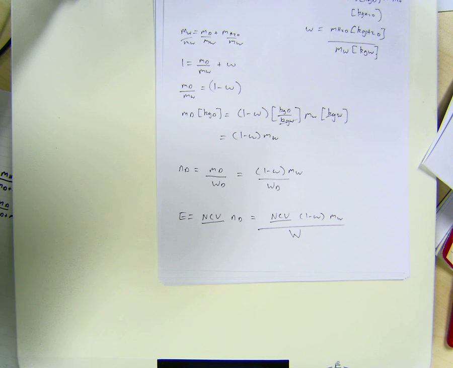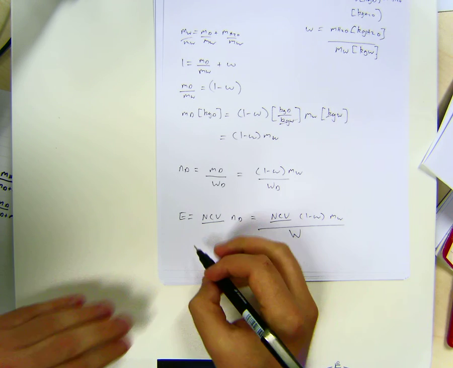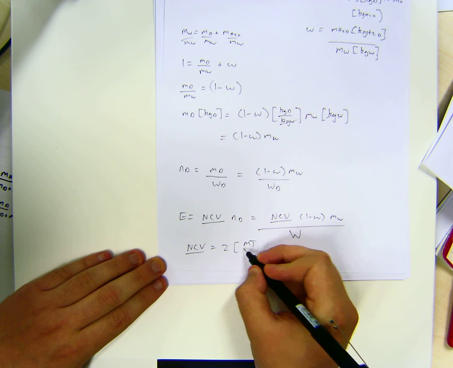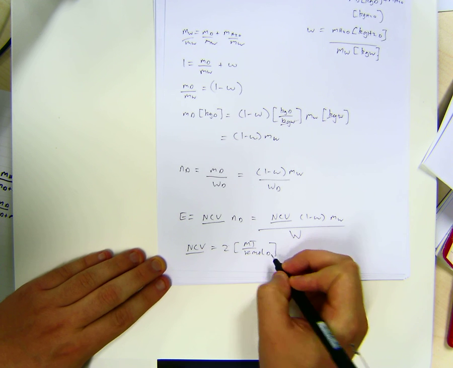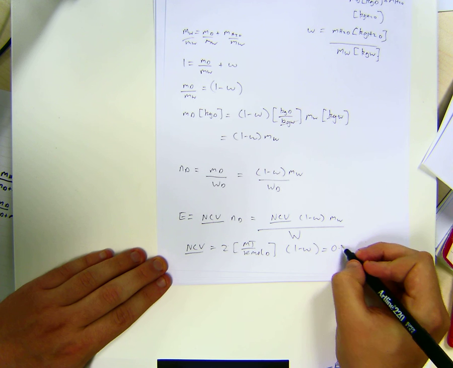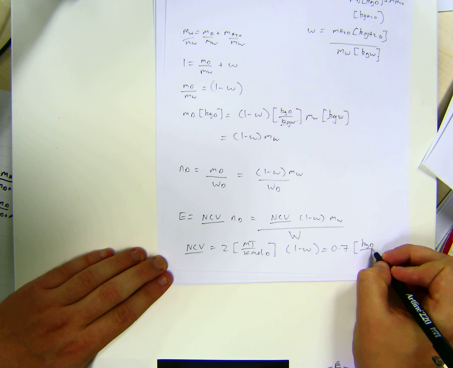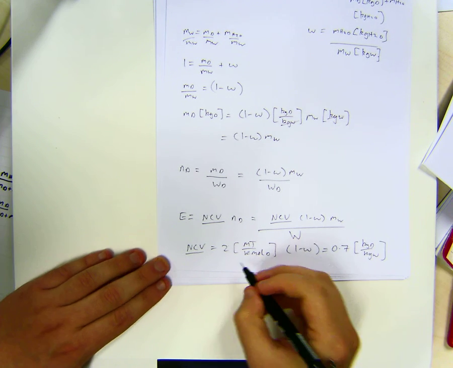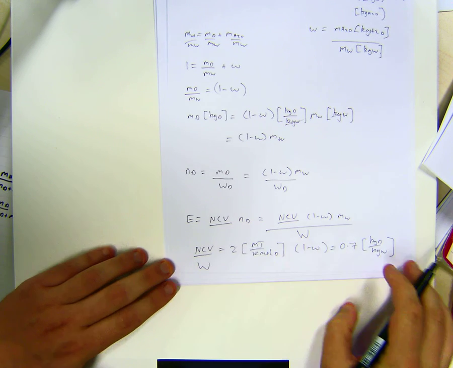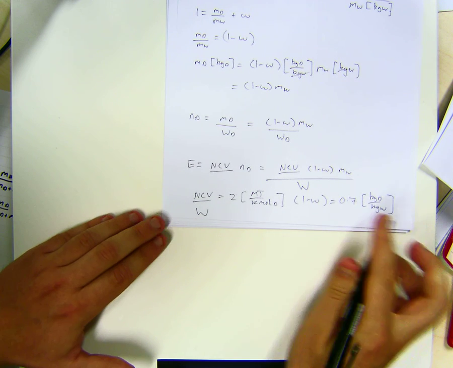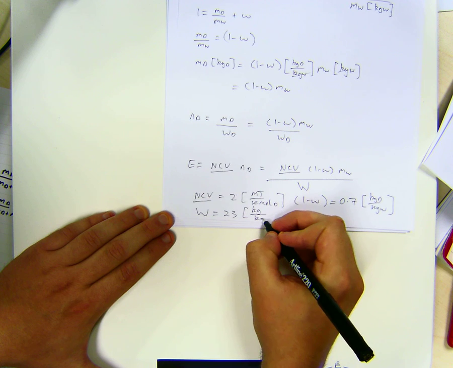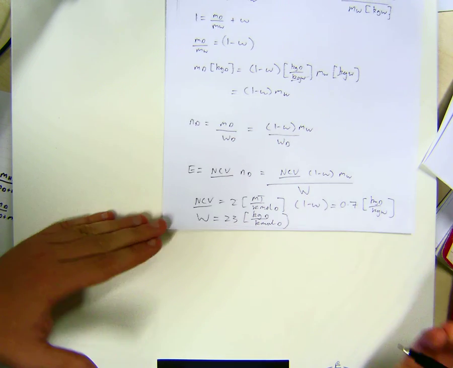And we have the numerical value for all these expressions. So NCV was given as 2 megajoules per kilomole dry. 1 minus w we can figure out is 0.7 kilogram dry per kilogram wet. And the mass of the wet wood was just 1, and the molecular weight we figured out was 23 kilogram per kilomole on a dry basis.